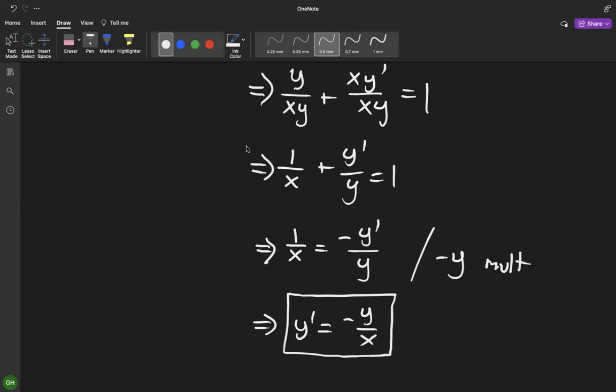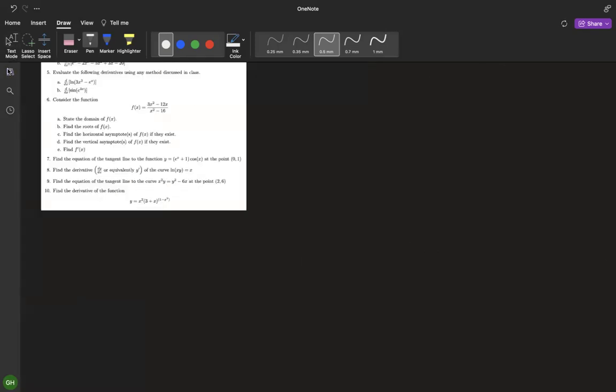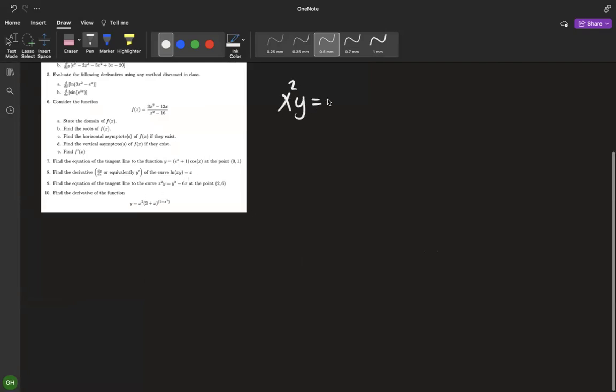And then the next one is the same idea, but now we're applying this to a tangent line. We have an implicit curve, x squared y equals y squared minus 6x, and we want to find the equation of the tangent line at the point 2, 6. Nothing changes here. It's still that the slope is the derivative with this plugged in. It's just now to find the derivative, I need to use implicit differentiation. So it's still the slope.